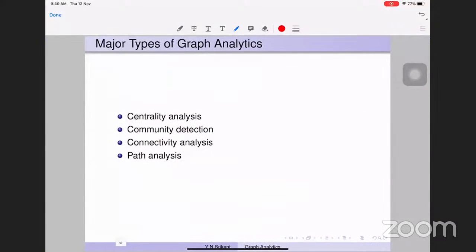So let me cover very basic methods of graph analytics. So graph analytics, let me again summarize. They're all about analyzing graphs for information. Okay. So what types of analysis are possible on graphs? One is known as centrality analysis. Another one is known as community detection. Third one is connectivity analysis. And fourth is path analysis. All these have practical application. And those are the applications I am going to cite now.